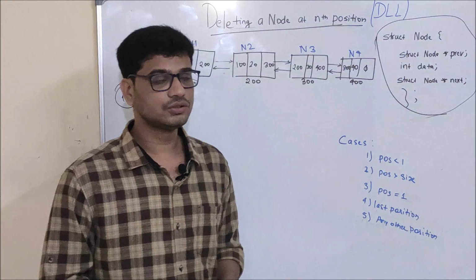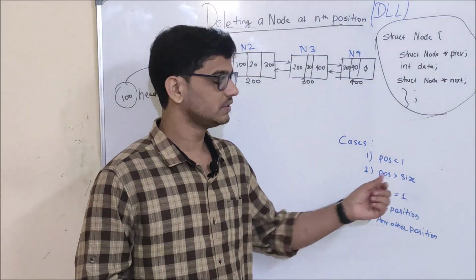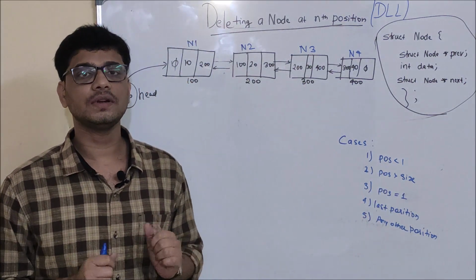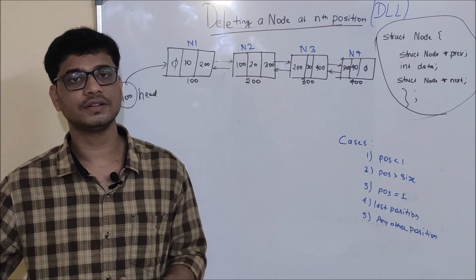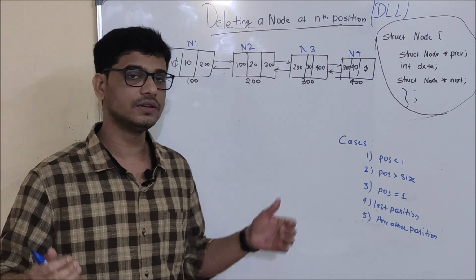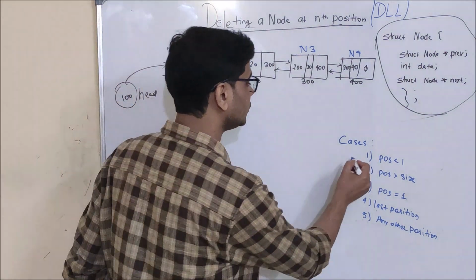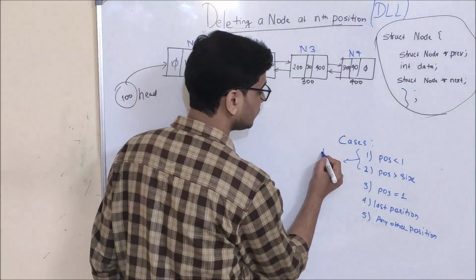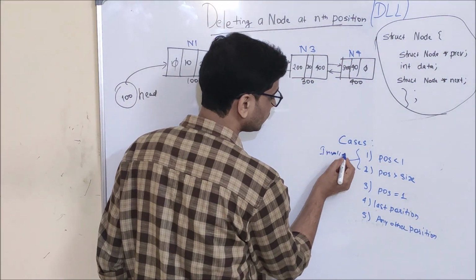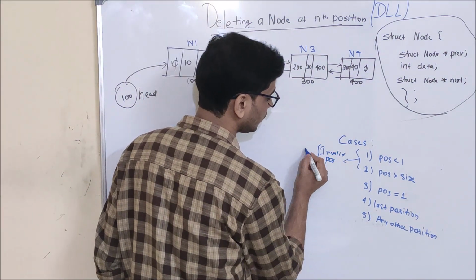Now see what is case 2. In case 2, position is greater than size. Suppose I have a linked list of 5 nodes and I want to delete a node at position 6 or a position greater than that. Can we do it? No. Why? Because it is an invalid position. So in these two cases, we need to tell our user that they have given us an invalid position. That is, these two are error cases.